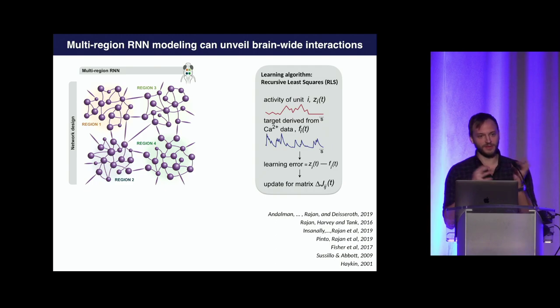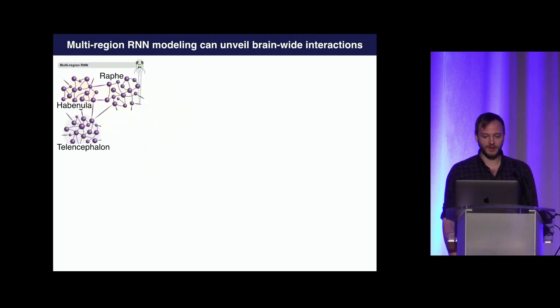And this is the matrix of the weights between all the RNN nodes. So as an example of what one of these networks looks like, I'm going to do the two regions I mentioned before, habenula and raphe, and then add in a third region, the telencephalon, which is this many, many cell region that's involved in a lot of processes, and it can help to account for these common inputs, we hope.